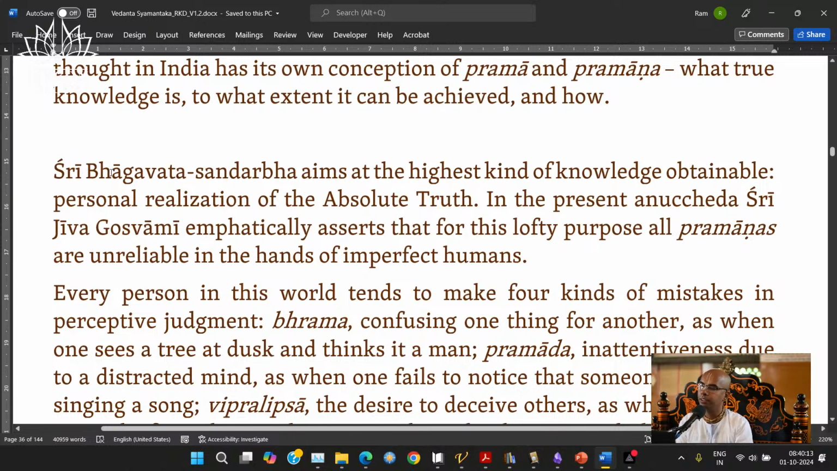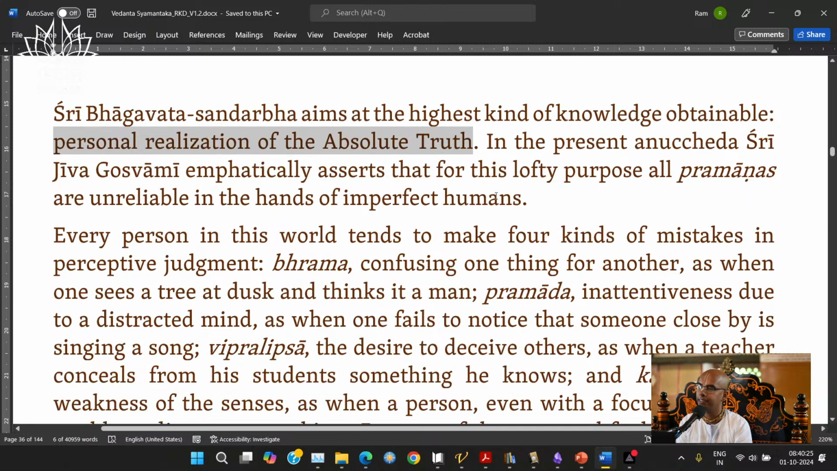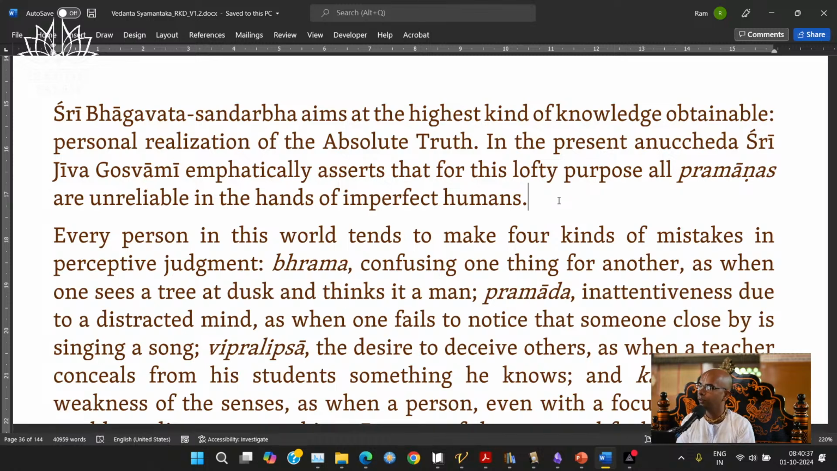Srila Jiva Goswami writes, this is commentary on Tattva Sandarbha: Sri Bhagavat Sandarbha aims at the highest kind of knowledge obtainable, personal realization of the absolute truth. In the present Anucheda, Sri Jiva Goswami emphatically asserts that for this lofty purpose, all Pramanas are unreliable in the hands of imperfect humans. Now, the Pramana depends on what we want to learn or what we want to gain knowledge about.